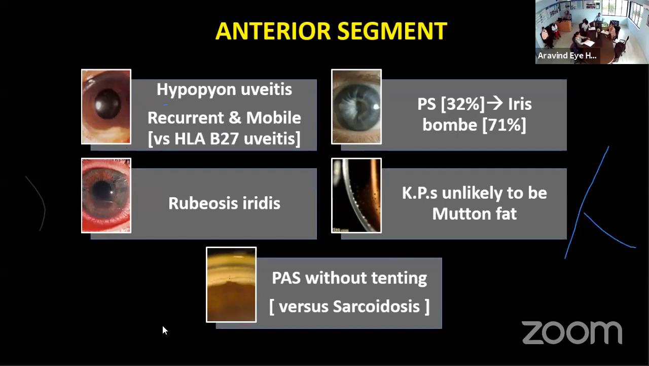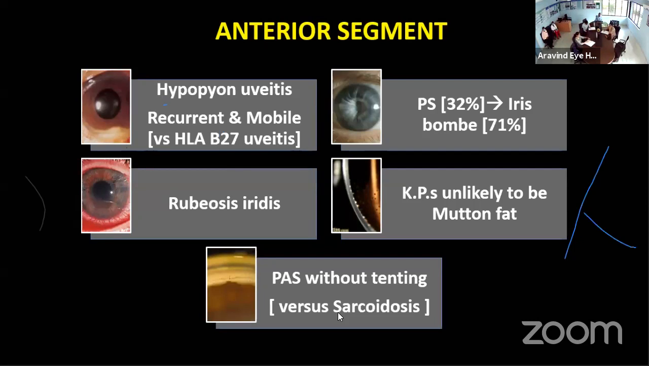And the posterior synechiae is so common, and they can lead on to iris bombe formation as well. The most important point in the keratic precipitates is they are unlikely to be mutton fat keratic precipitates. Mutton fat, as you all know, is a granulomatous KP, because this is a unique phenomenon of Behcets. The pathogenesis, the complements involved in the disease process makes them to be hyperacute, virulent, and non-granulomatous. We always think that the granulomatous uveitis is more aggressive. But Behcets is a unique exception because although it is non-granulomatous, it is a hyperacute, virulent uveitis.